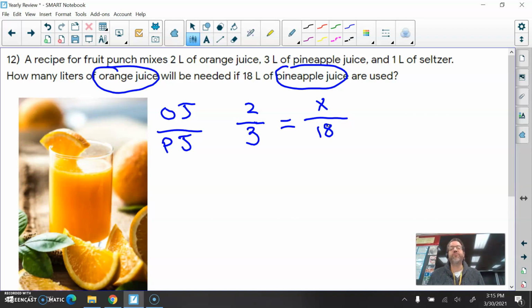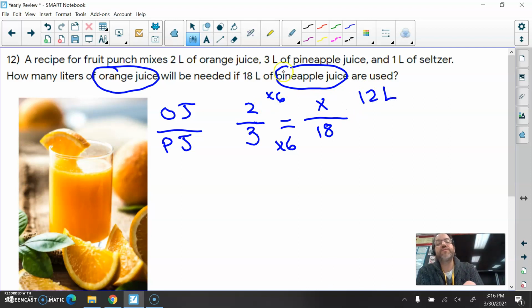And see, what I'm really looking for here is an equivalent fraction. 2 out of 3 equals what out of 18? You can cross multiply to solve this, but really, these are compatible. 3 times 6 is 18. So if you take 2 times 6, that'll give you your answer, and that's 12.